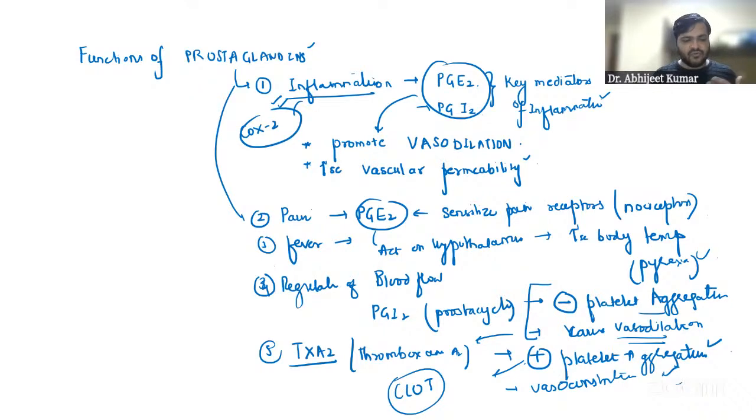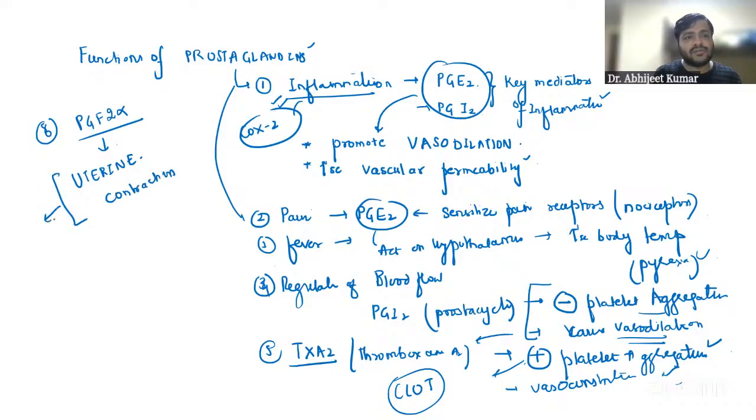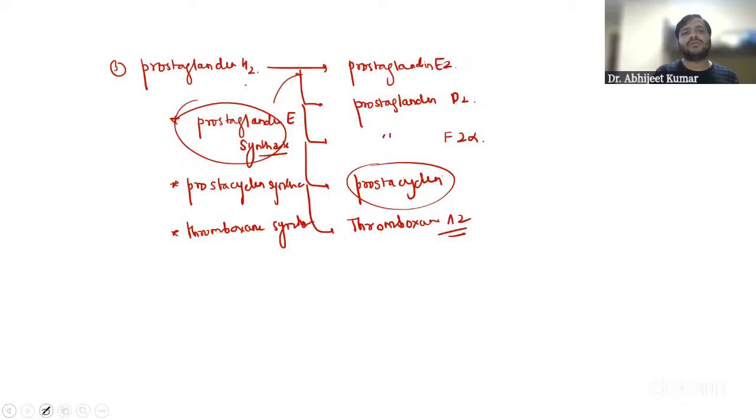Now, remember we have more functions, right? In the reproductive system, if you want to remember, it is PGF2 alpha. It is involved in uterine contraction, very important, which takes place during labor and menstruation, the normal menses that a female experiences, right? It also contributes to ovulation and fertilization by contracting the smooth muscles of the reproductive tract. So these are the various functions of the prostaglandins.